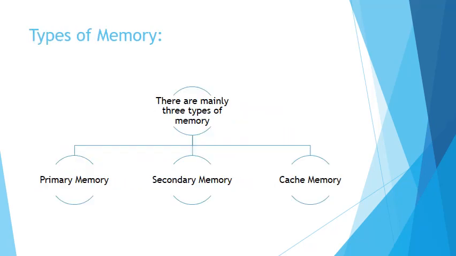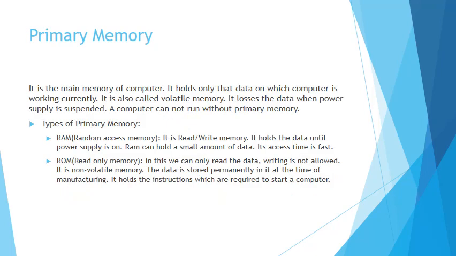Now what are the types of memory? There are mainly three types of memory, that is primary memory, secondary memory and cache memory. We will discuss primary memory. Primary memory is called the main memory of the computer because without primary memory our computer can't run. Everything that is necessary to run a computer is stored in primary memory.